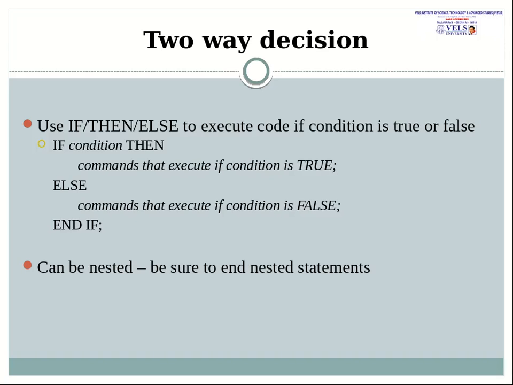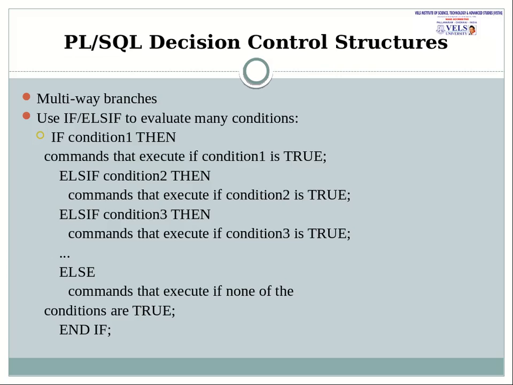And the two-way decision making statement is if-then-else, where the execution depends on whether the condition is true or false. The basic syntax is: if condition then commands that execute if the condition is true, else commands that execute if the condition is false, and end if. It can be nested; be sure to end the nested statements.